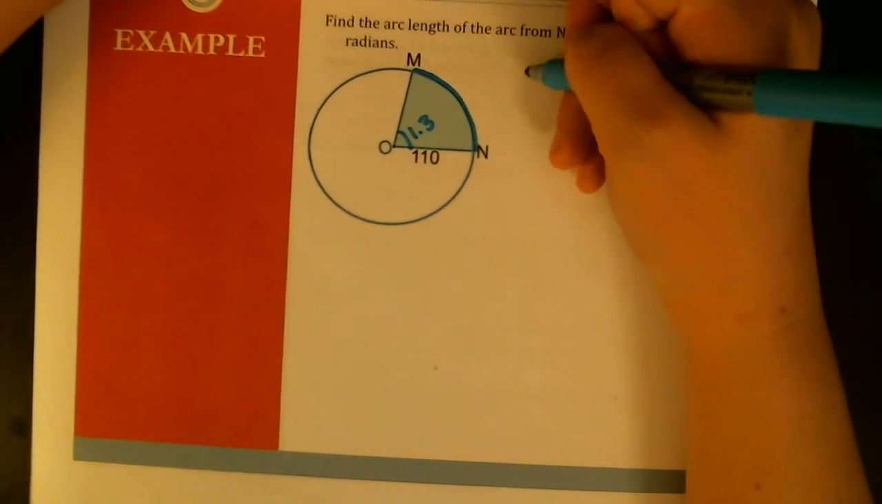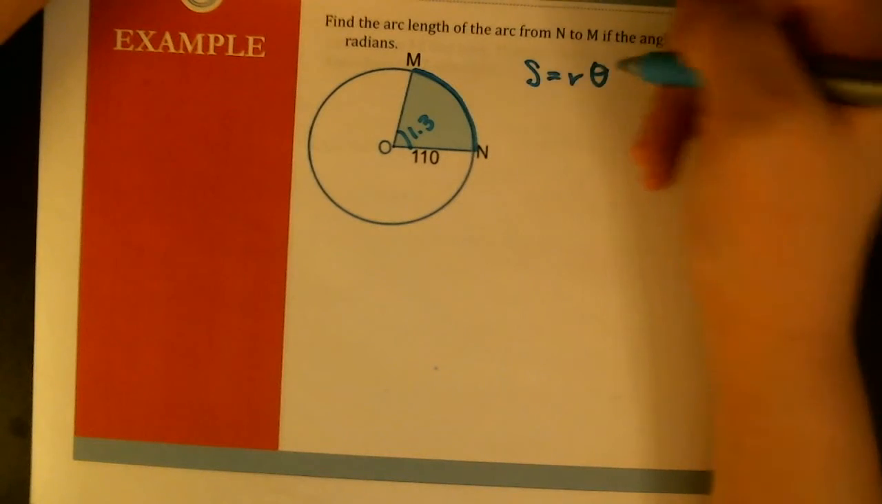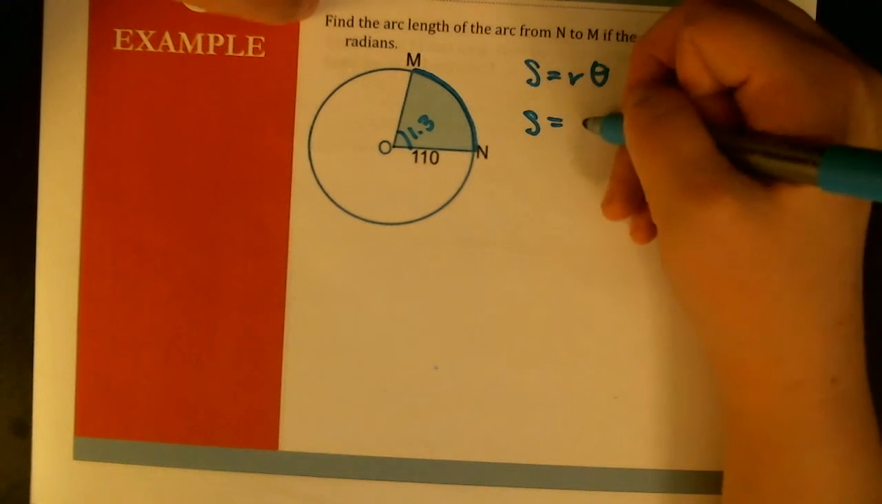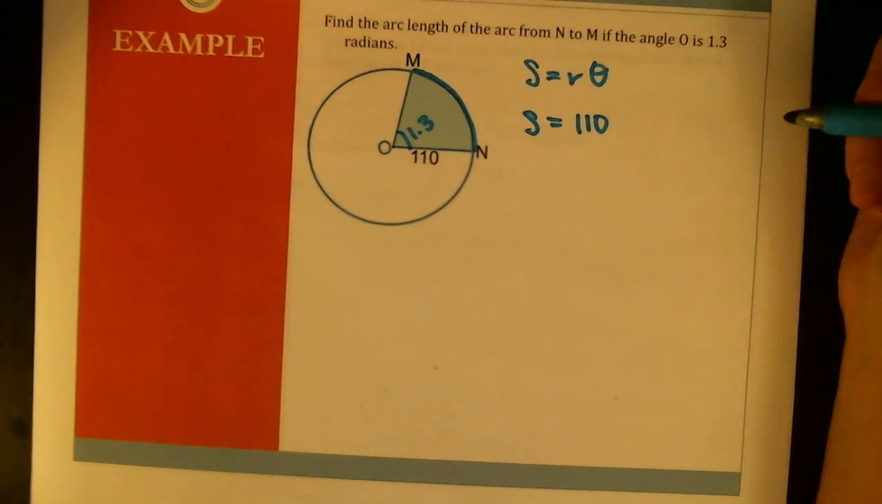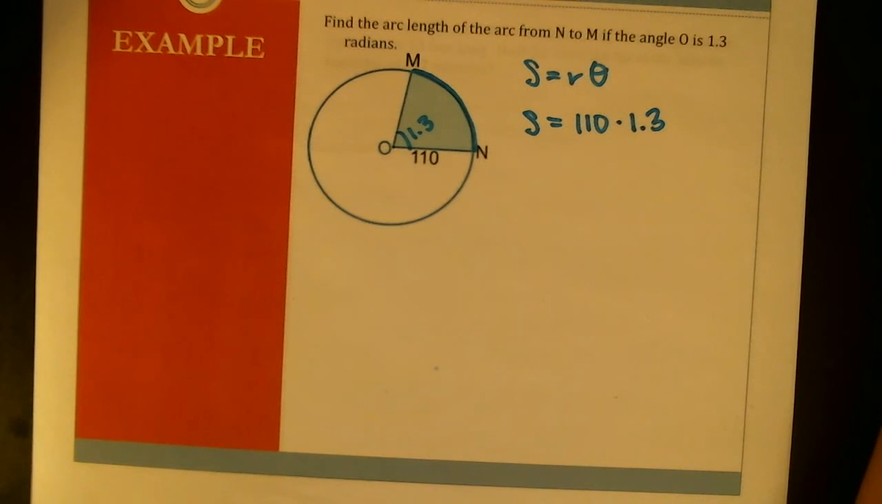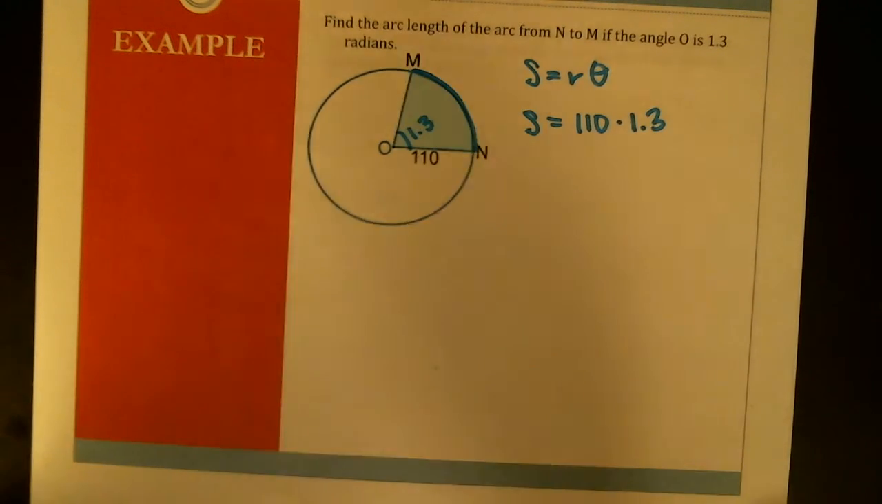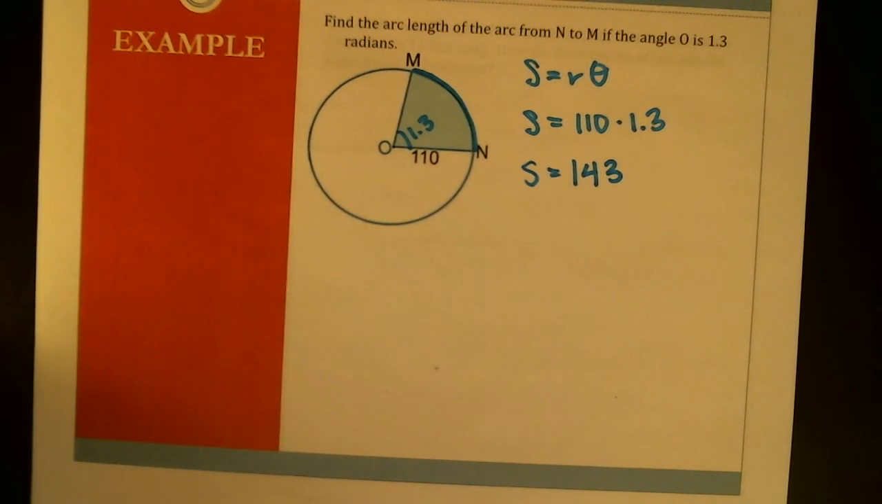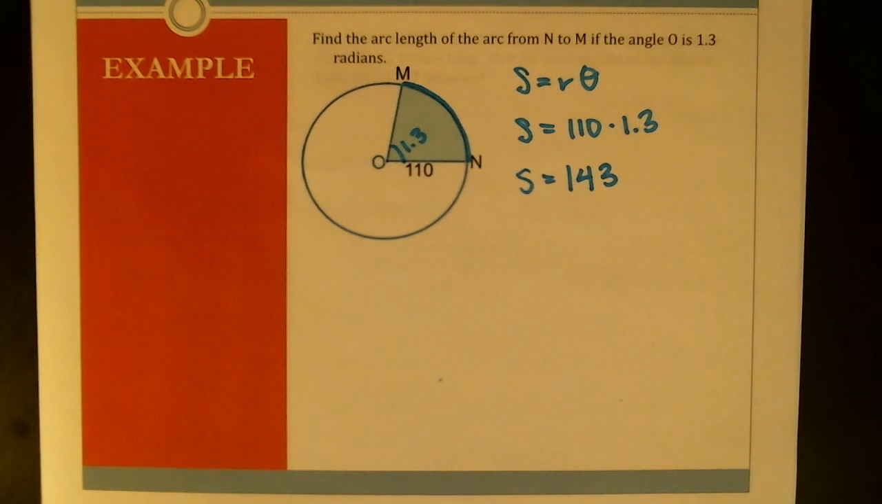Okay, so if we want to use our formula, s equals r theta, s is what we're looking for, arc length. We know our radius is 110, and I didn't give you units, so we'll just stick with that. And we know our angle is 1.3 radians. So I feel like I should do that in my head, but it's late and I'm not going to. If we do 110 times 1.3, we get 143. And again, since we weren't given any units on the radius, we'll just leave that unitless as well. Whatever the units of the radius are, they should carry through to the arc length.